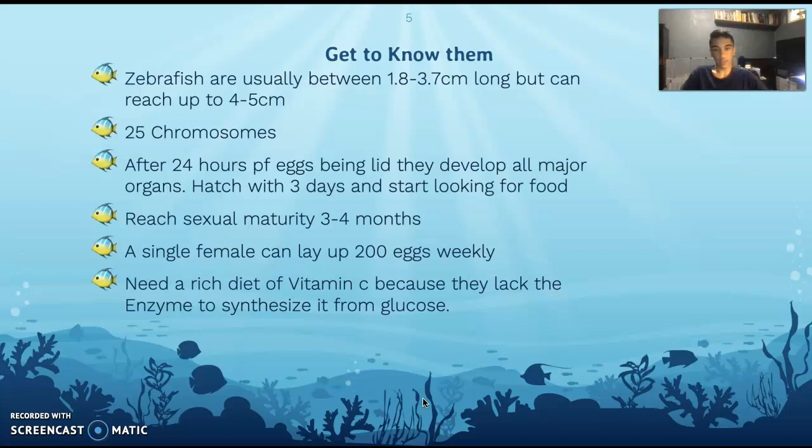And a single female who's at sexual maturity can lay up to 200 eggs a week. That's a lot. So imagine 200 fish in 3 to 4 months laying 200 more eggs each. And in 3 days, all of those would hatch. That's a lot of fish you have. No wonder they're model organisms. And they also need a rich diet of vitamin C because they lack the enzyme that is used to synthesize it from glucose.